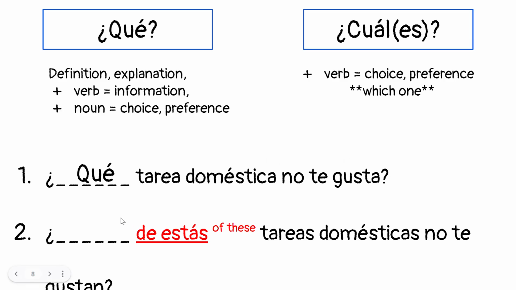Now this one, okay, blank of these chores do you not like? Well, this is very clear that we're making a choice between these. Which one? So this one is going to be cuál, okay? Cuál, even though it doesn't have the verb here. When you see a phrase that is clearly giving a choice of these, go with cuál.